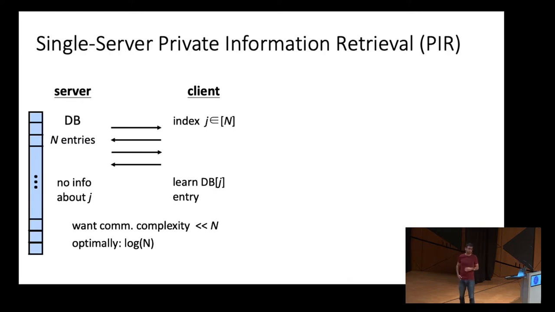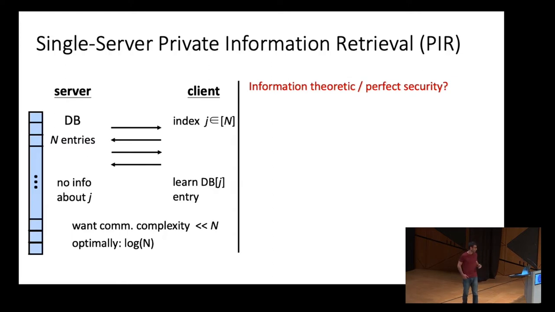Of course, one trivial strategy is for the server to send the entire database, like capital N bits or elements of information. And the question is whether it's possible to do it with less communication. Optimally, you would want something like log N bits of communication because, information theoretically, specifying the index J takes log N bits exactly. So this would be the optimal goal. The first question that you would ask is whether this is possible to achieve information theoretically, in our case even perfectly, with perfect privacy and perfect correctness.